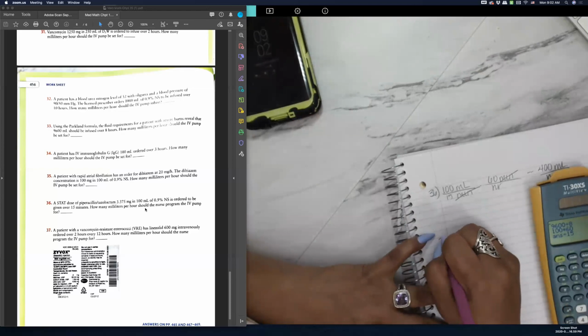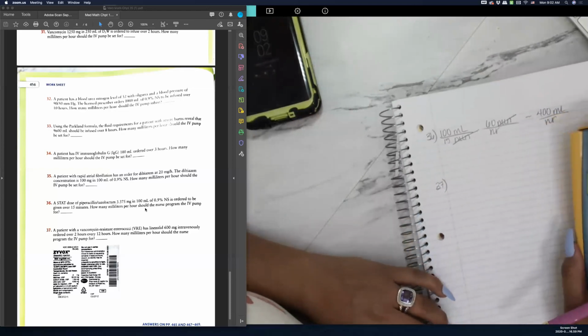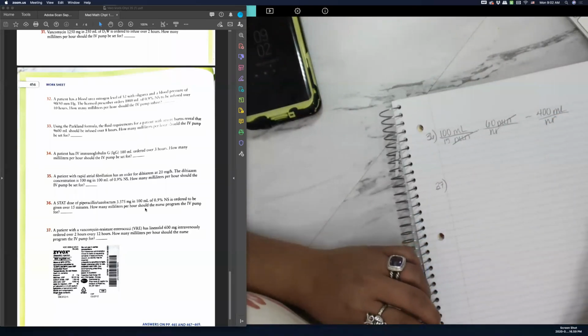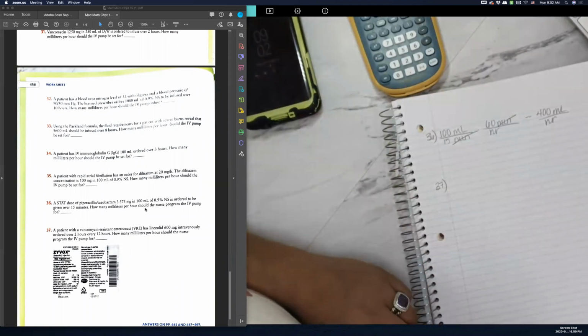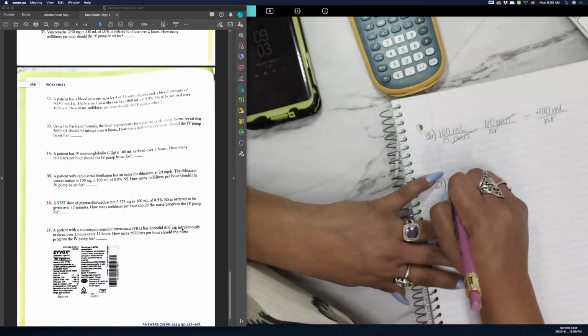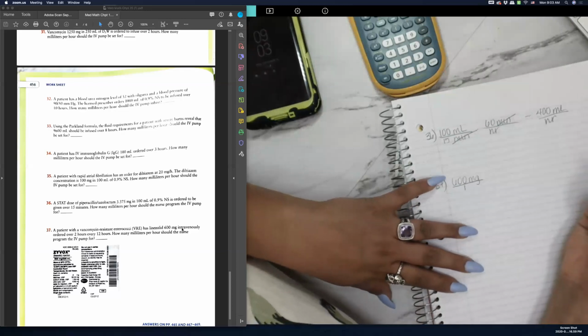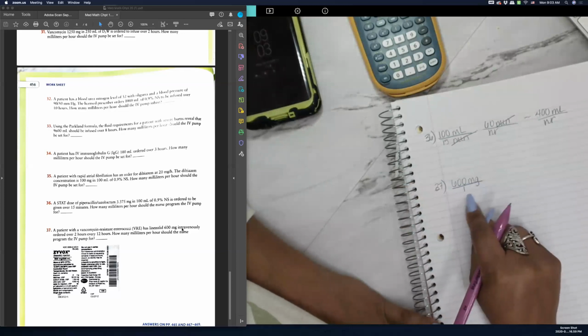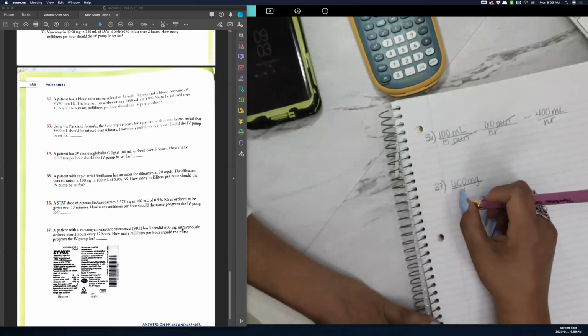Okay, 37. A patient with vancomycin-resistant enterococci has linezolid 600 milligrams intravenously ordered over 2 hours every 12 hours. How many milliliters per hour should the nurse program the pump for? Okay, so we want milliliters per hour. So we need to look at what our concentration is on this label. Okay, so they're telling us the order is 600 milligrams. This is kind of going back to how we were calculating our problems in the previous chapters.